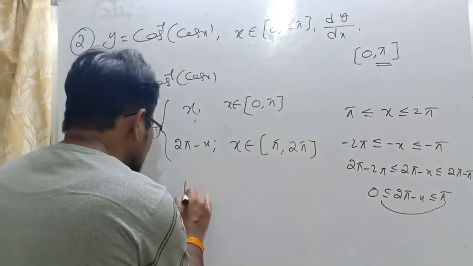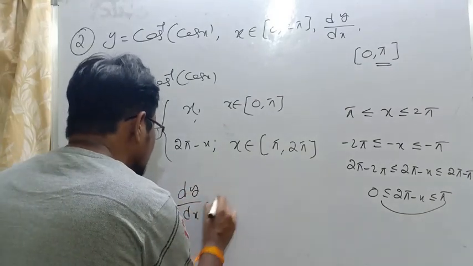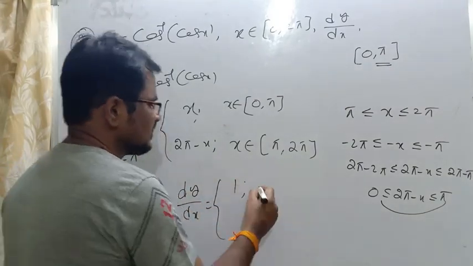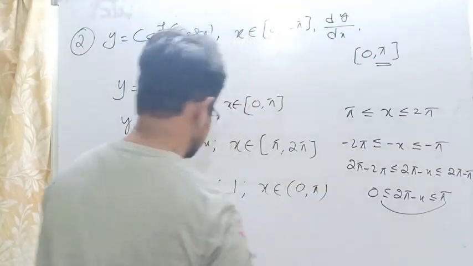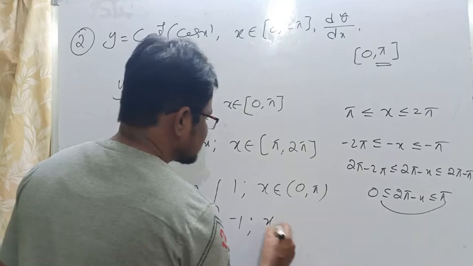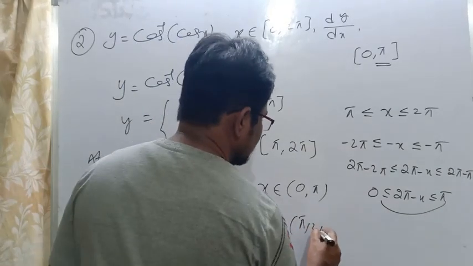Now here dy by dx equal to 1 where x belongs to open interval 0 to pi, and minus 1 where x belongs to open interval pi to 2 pi.